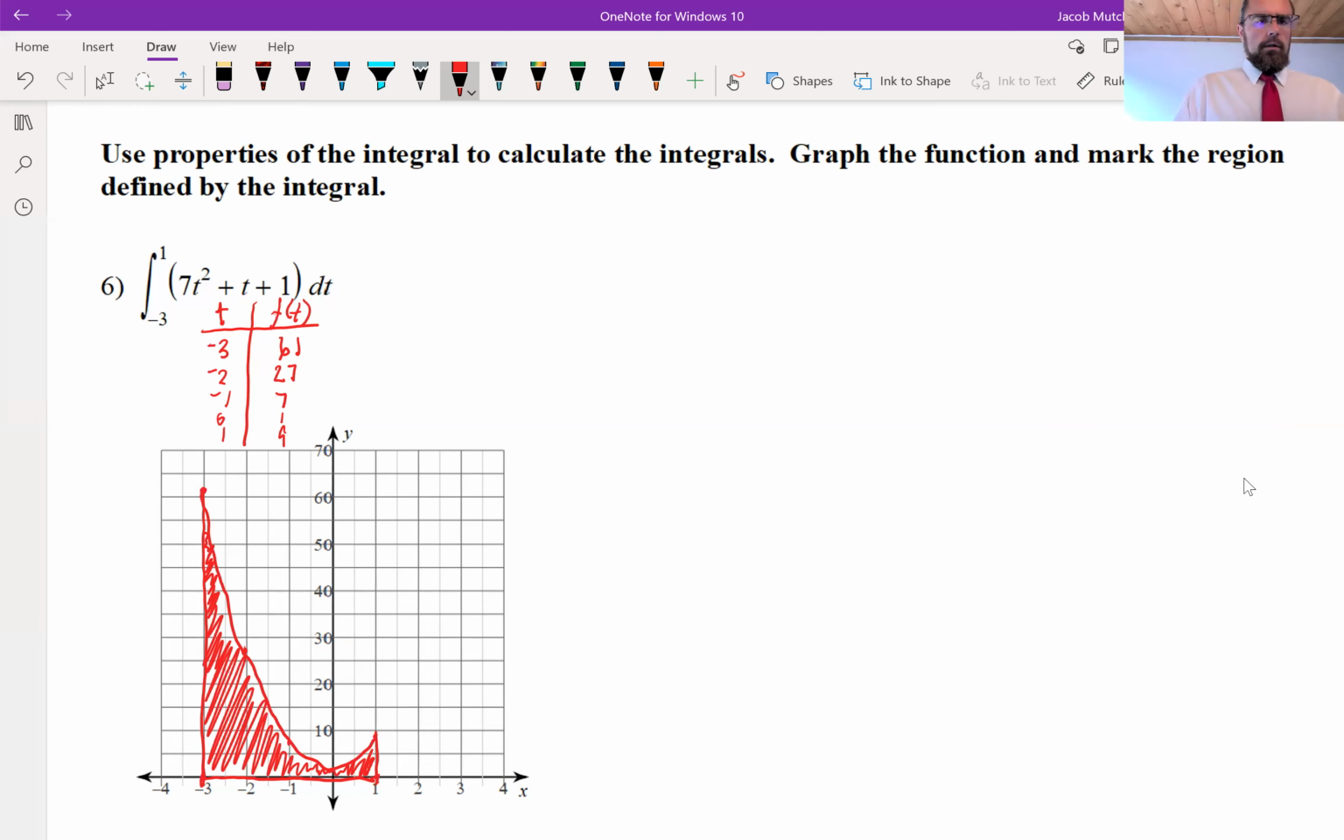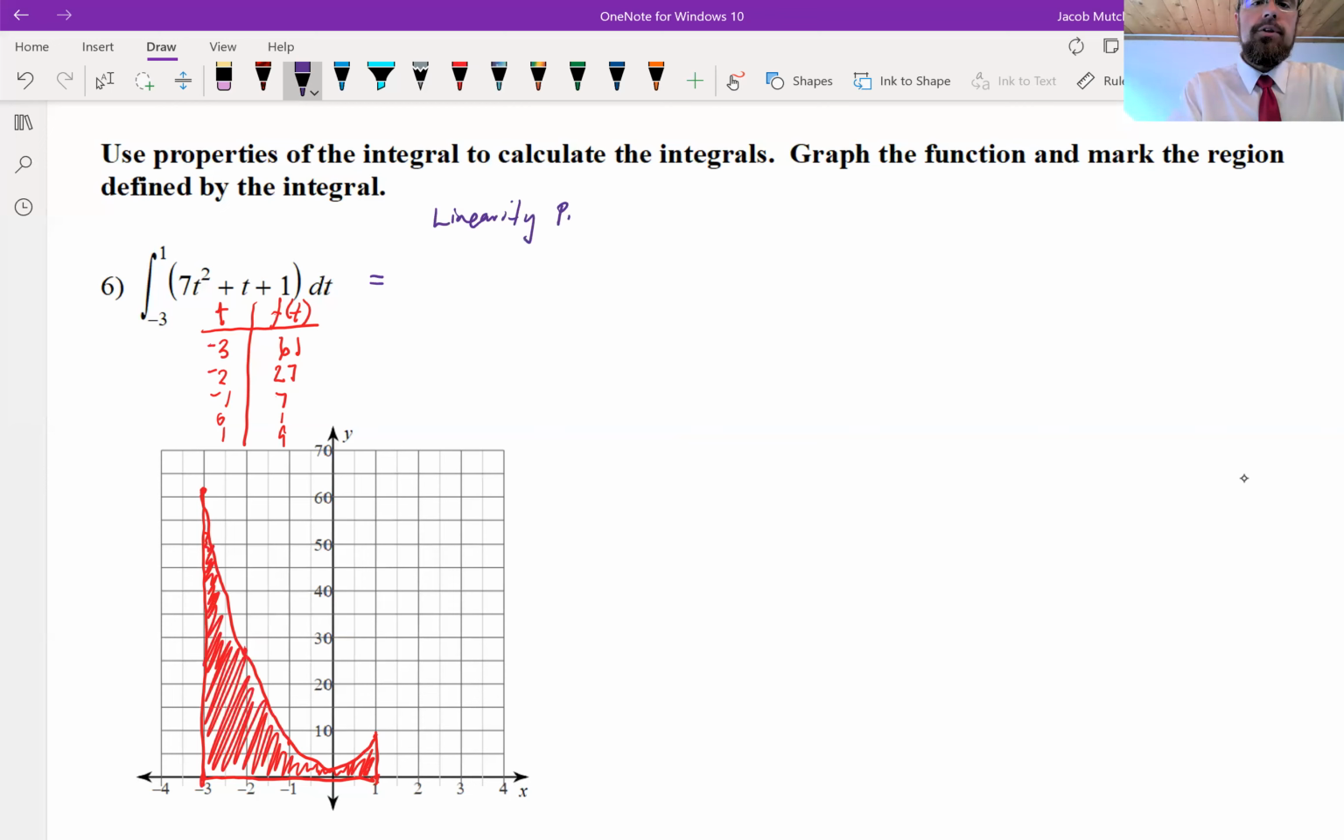So again, we want to use some properties. Definitely we want to apply linearity. Again, that's the one that allows us to split up terms that are added or subtracted. So let's do that first. And we'll just start creating this here. So this is the linearity property.